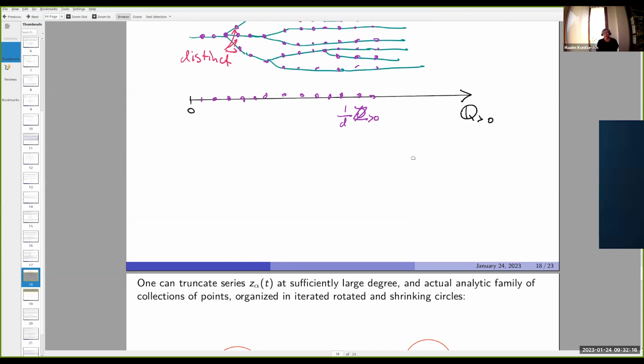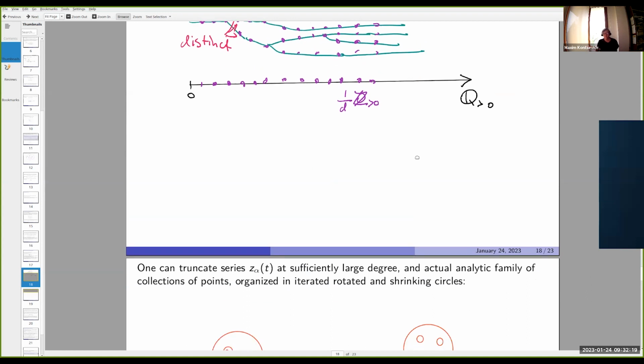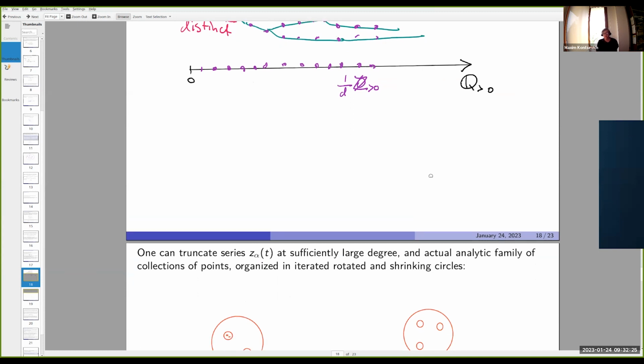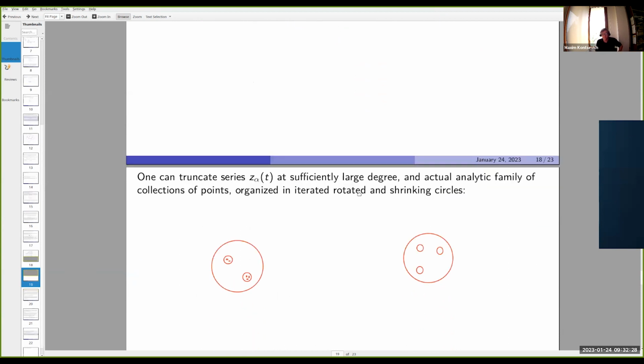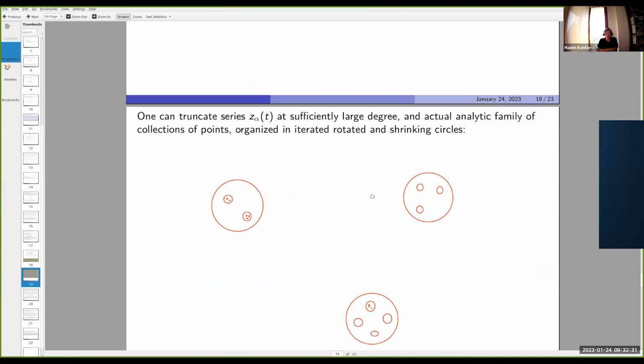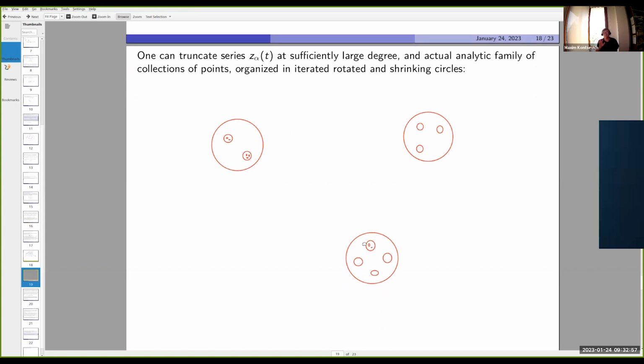We can truncate our series at sufficiently large degree, get a polynomial in some root of t, and we get some analytic family of a collection of points, and they're organized in some kind of circles. So if you keep track of the first degrees, you don't distinguish some points. So it will be some circles, and if you change the parameter t, it will rotate and shrink. Then inside the circles, if you make finer precision, you get other shrinking circles and so on. So you get rotating circles inside rotating circles, of smaller and smaller size. Now that's the basic picture.